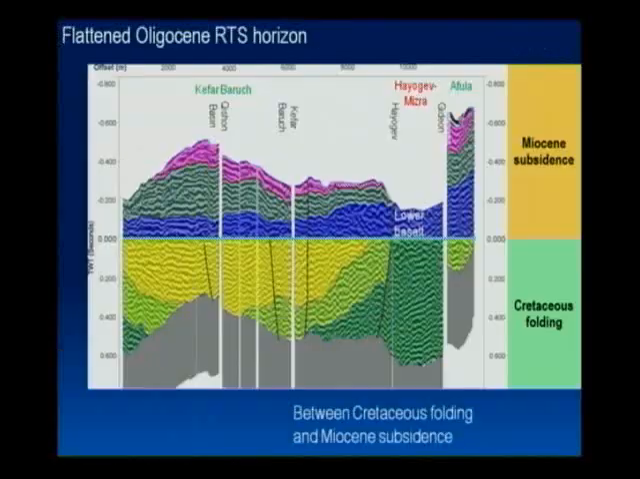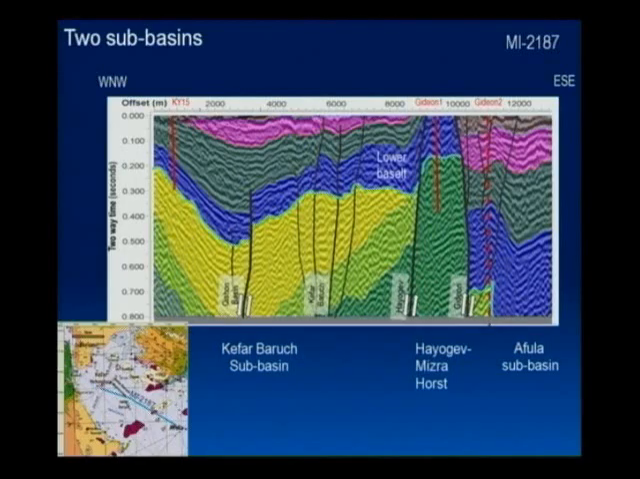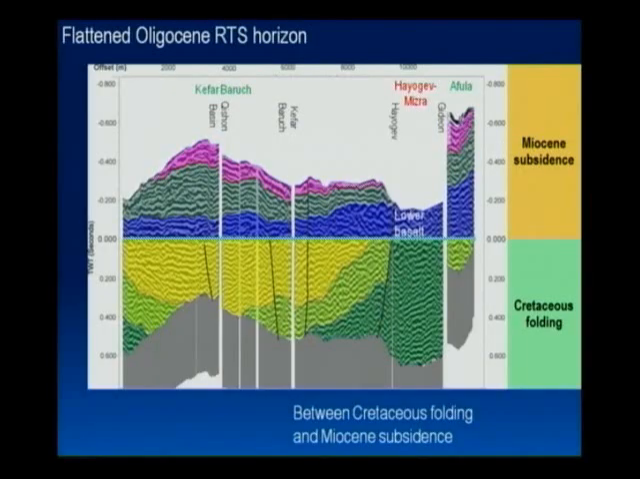If I flatten the Celeste horizon to mimic the RTS again, I see that Kfar Baruch was a low. Actually, it was the extension of the Menashe syncline. If we look back, the Menashe syncline, a Cretaceous syncline, we think it also shows in the subsurface of the Kfar Baruch Basin. Some researchers, such as Gutman, called it the Nahalal syncline. Well, this is a syncline that continued to be low.